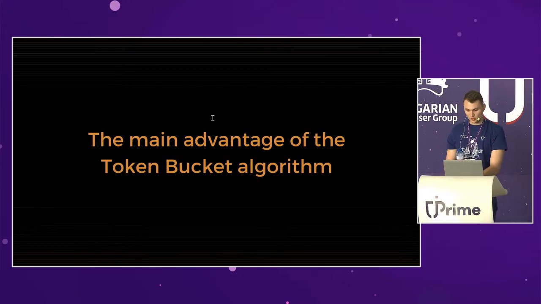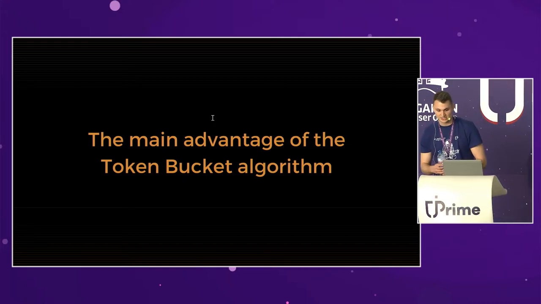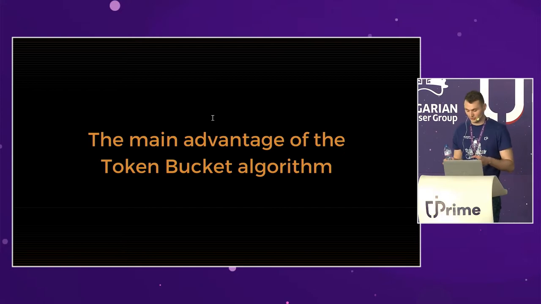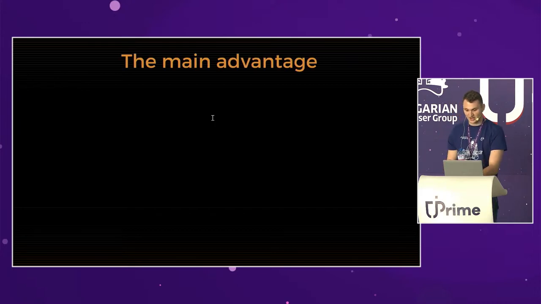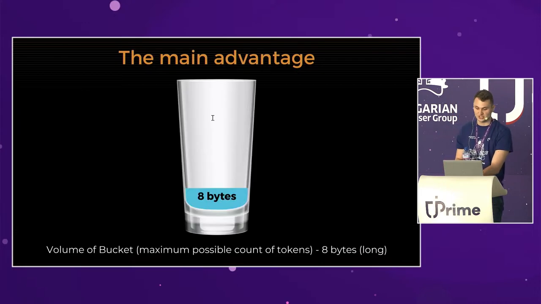So, what is the main advantage of the token bucket algorithm? I think nobody guesses, because in the rate-limiting world, we have a few algorithms. Sorry, I will not compare them in this report. And I think nobody guesses the main advantage, because the main advantage is memory. Because in order to implement this algorithm, we need only four variables.